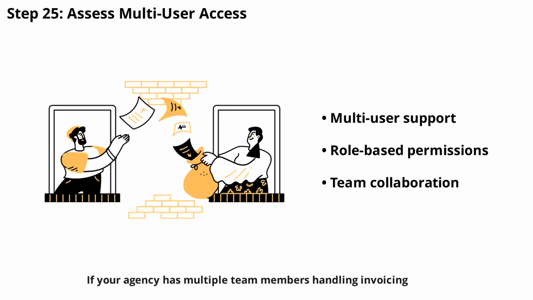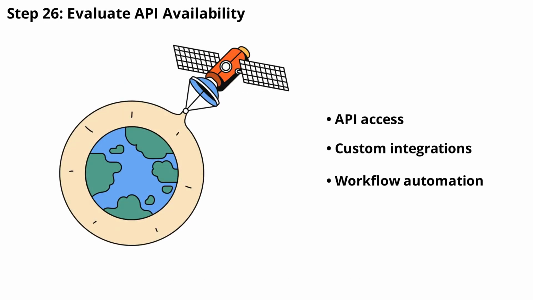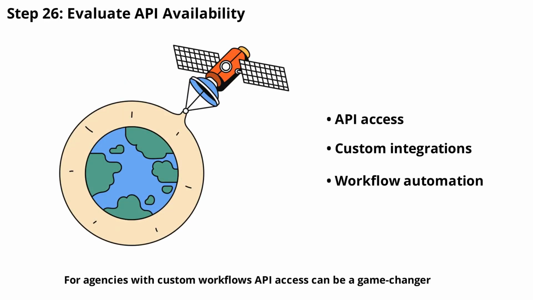If your agency has multiple team members handling invoicing, multi-user access is essential. Look for software that allows you to set user roles and permissions, ensuring everyone has the right level of access and responsibility. For agencies with custom workflows, API access can be a game changer.